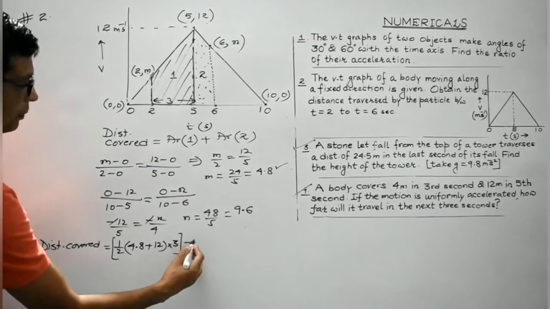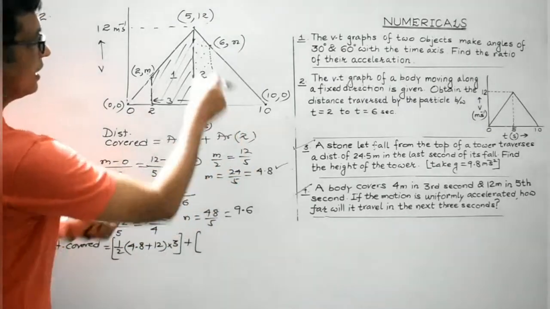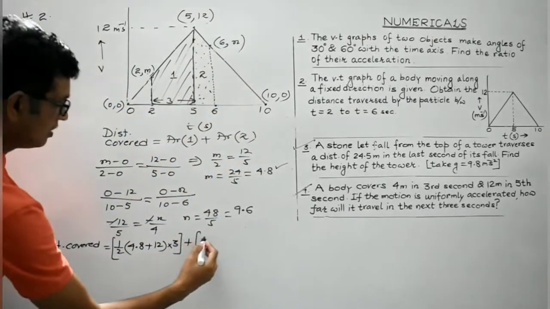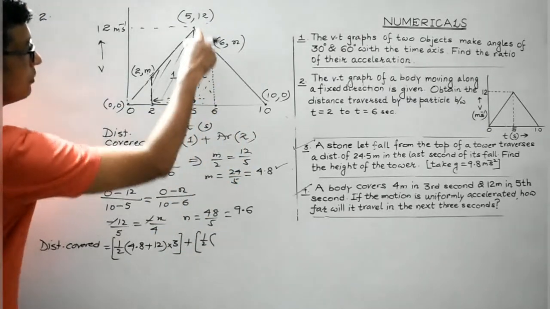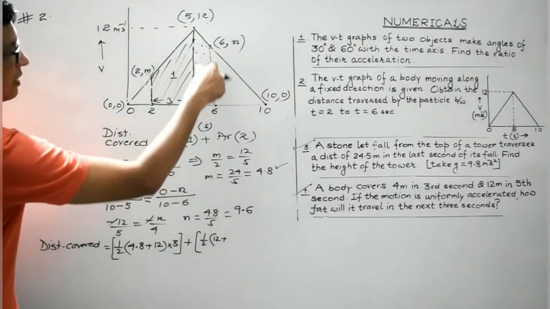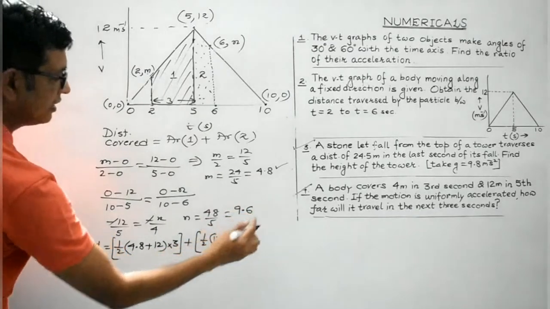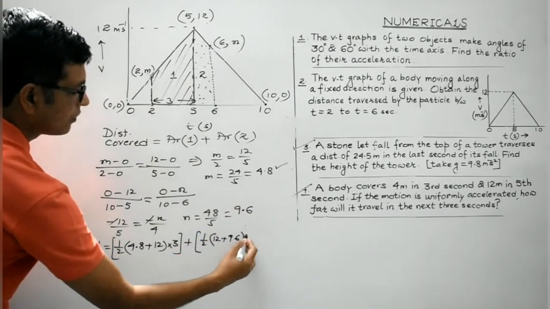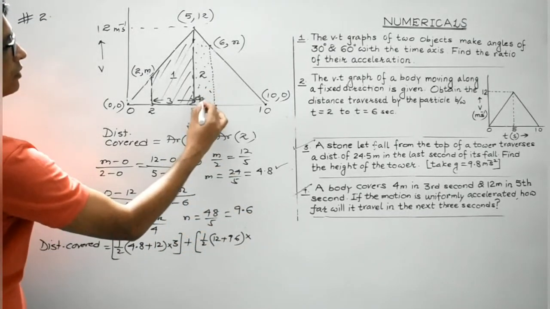Right? Plus area of the second portion, this one. Again, half into sum of the parallel sides. One of it is 12. The other parallel side has got the dimension of n, and n is 9.6. Multiplied by the distance between them, it is 1 unit.